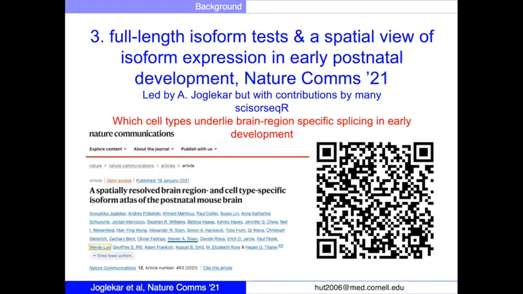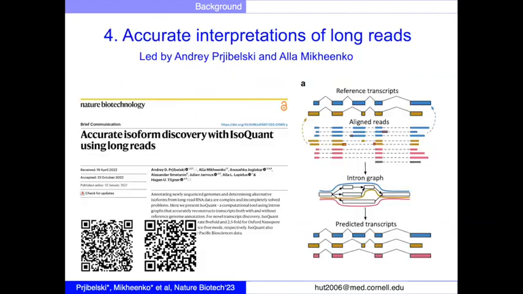Then we looked also in early development, and this was already part of the Brain Initiative and published in 2021, led by Anushka Joglekar, but again, with many authors contributing to it. I don't know why Stephen is specifically underlined, but he also did a lot of things for this paper. And here we looked at early development, 7 days after birth, asking which cell types actually explain differences in brain region-specific splicing.